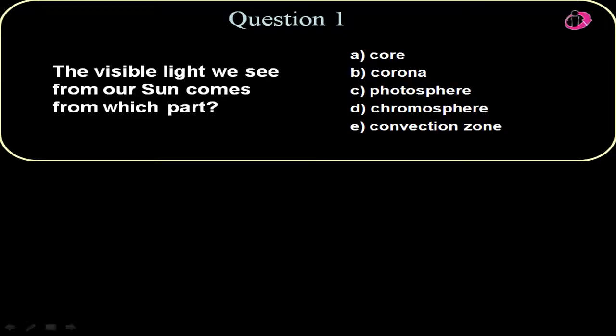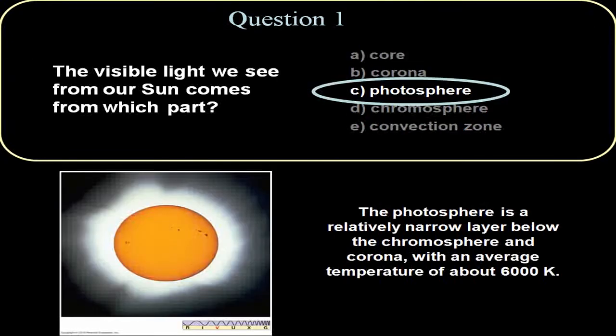Here's question number 1. The visible light we see from our Sun comes from which part of the Sun? Well, we know that the energy comes from the core, but what we actually see is a part of the Sun that's a lot cooler than the core, and it's still very hot compared to us. That's the surface of the Sun. That is the photosphere, a very thin layer on the outer portion of the Sun, with a temperature of about 6,000 degrees Kelvin.